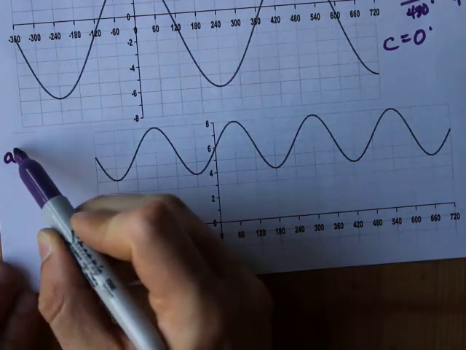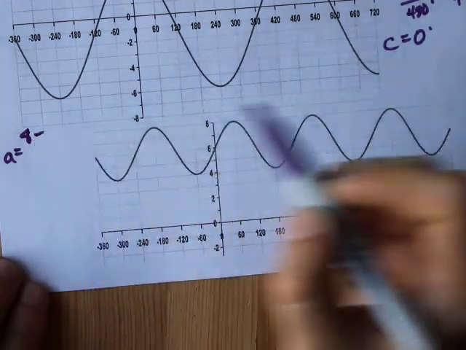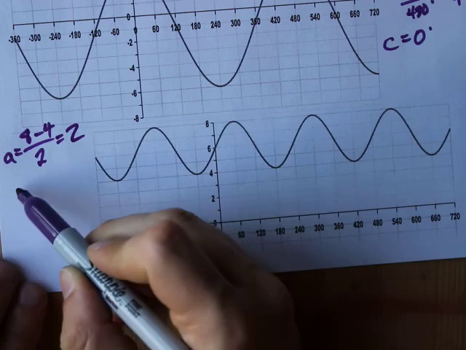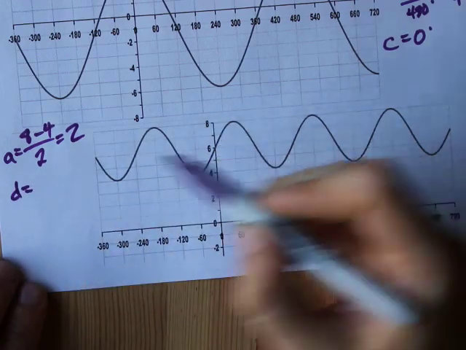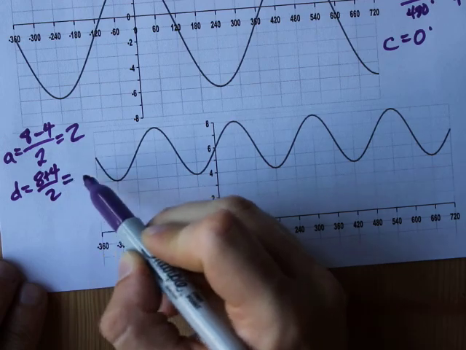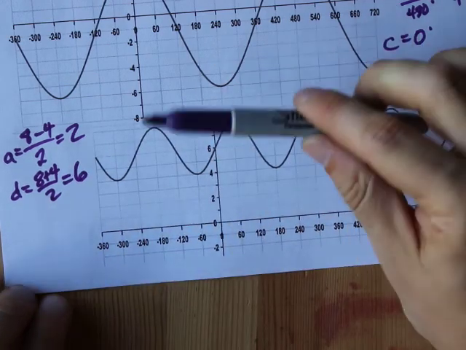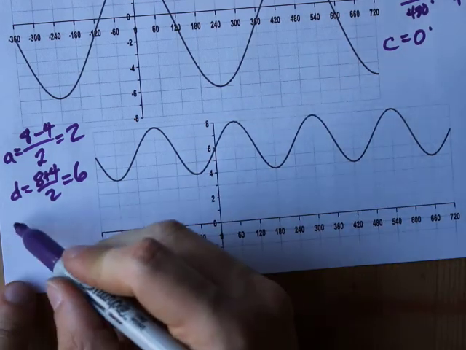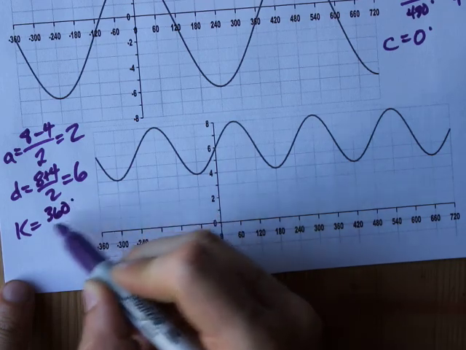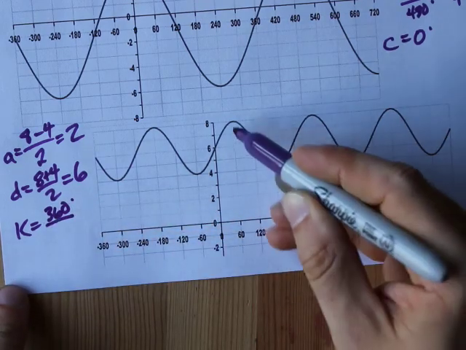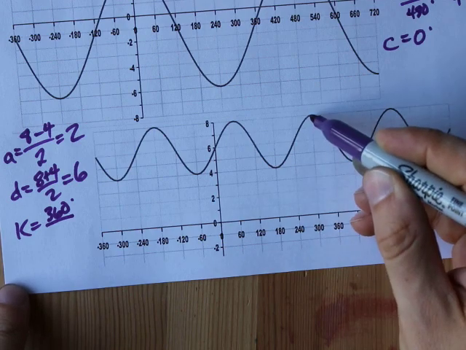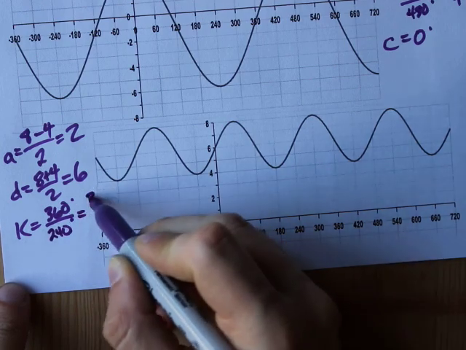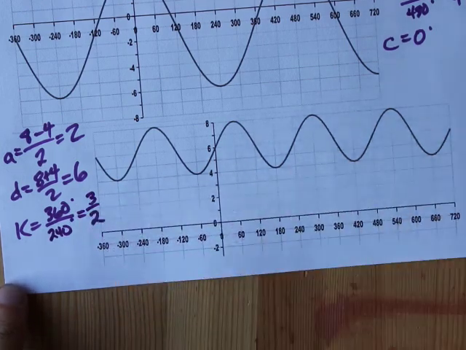All right, amplitude is max 8 minus min 4. 8 minus 4 divided by 2 gives me 2. D is 8 plus 4 divided by 2. That gives me 6. Makes sense, because my middle is at 6, I'm going 2 above and 2 below. I like it, I like it. K is 360 degrees divided by the period. I have one maximum at 60 and another one at 300. That's a difference of 240. And if you do that on your calculator, I think it reduces to 1.5 or 3/2.